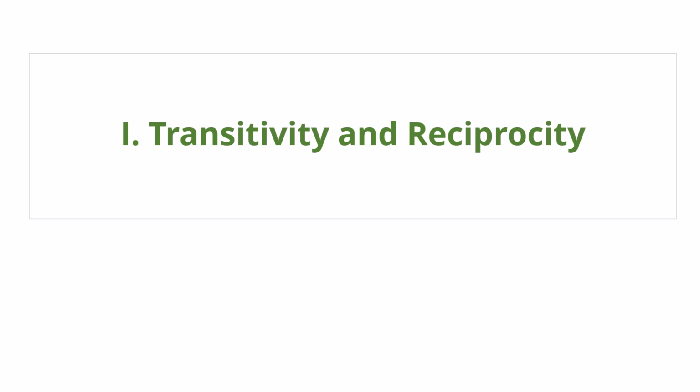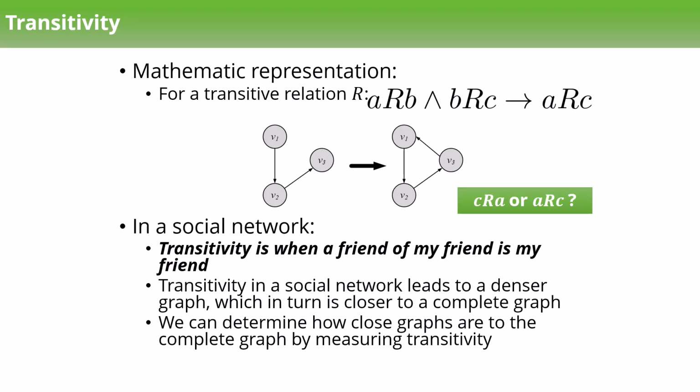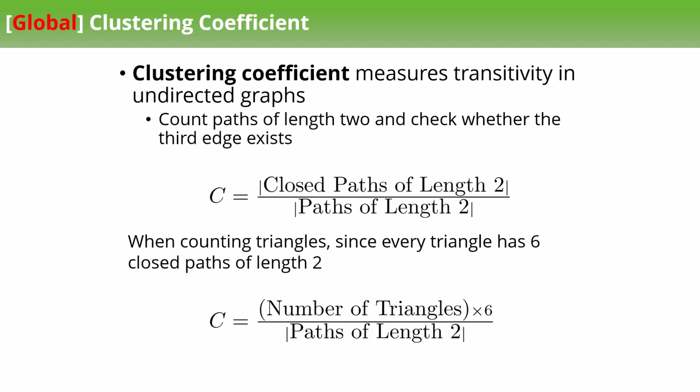So the first one is transitivity. The basic idea is A tends to B tends to C. If A is related to B and B is related to C, then transitivity asks whether A is related to C. Just remember this simple sentence: a friend of my friend is my friend. This is the basic intuition behind transitivity. So how do we measure transitivity?